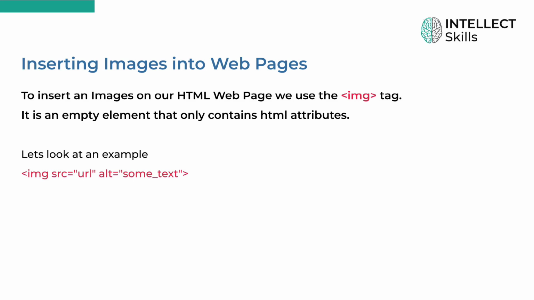So as you can see in the example below, the image has two attributes. The first is the source and the second is the alternate text. So let's look at an example. So let's quickly check this on a text editor.